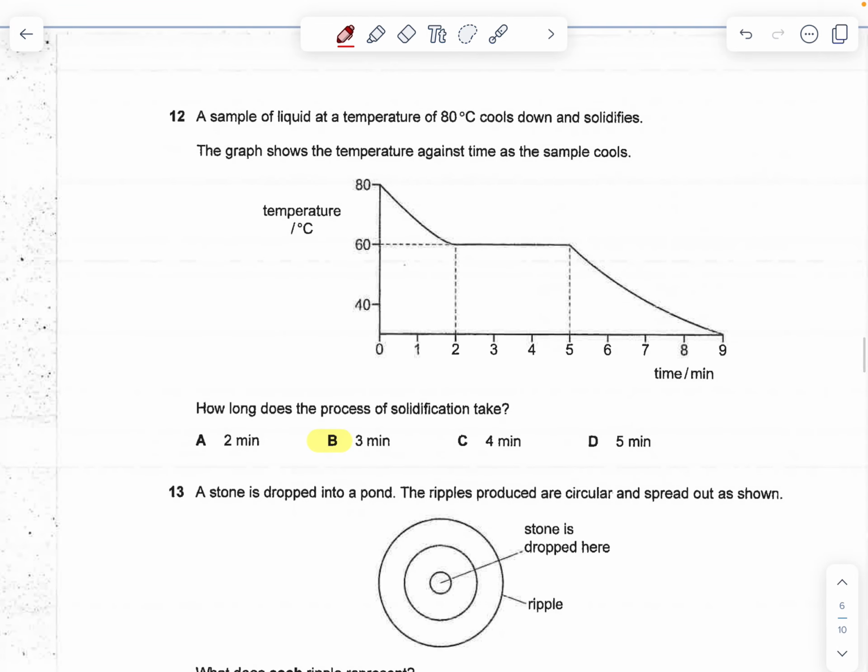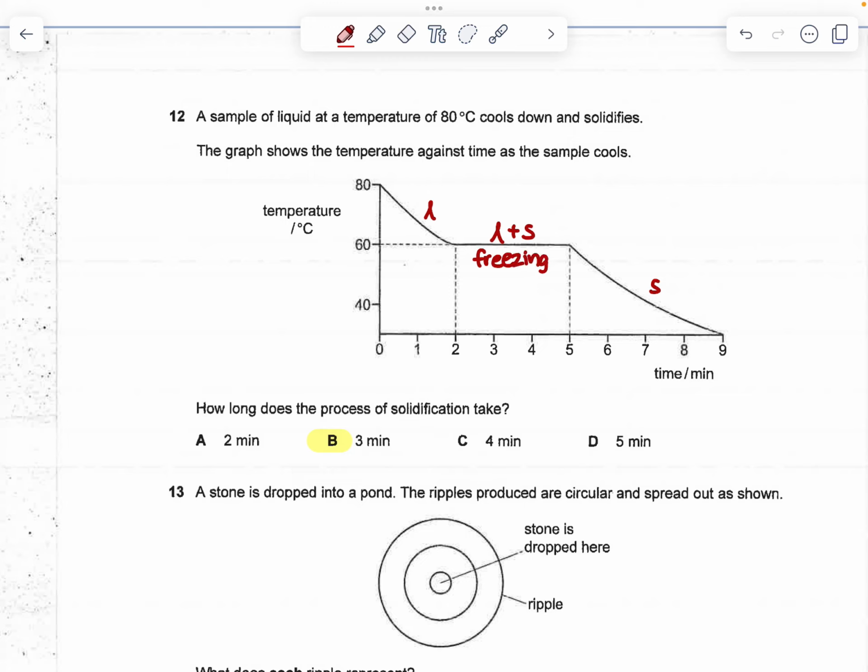Question 12. A sample of liquid at a temperature of 80 degrees cools down and solidifies. The graph shows the temperature against time as the sample cools. So this will be liquid, here will be liquid plus solid, and here will be solid. So this is actually the region of freezing.